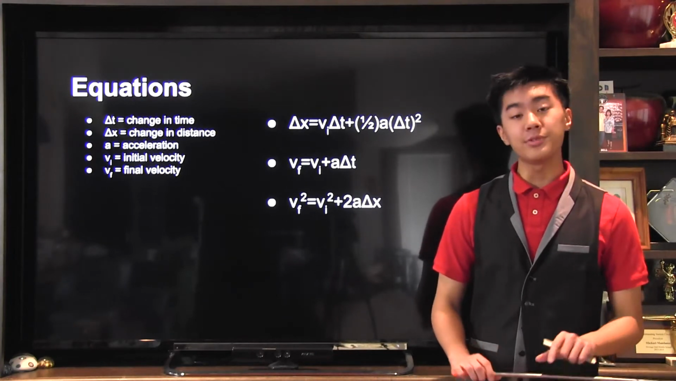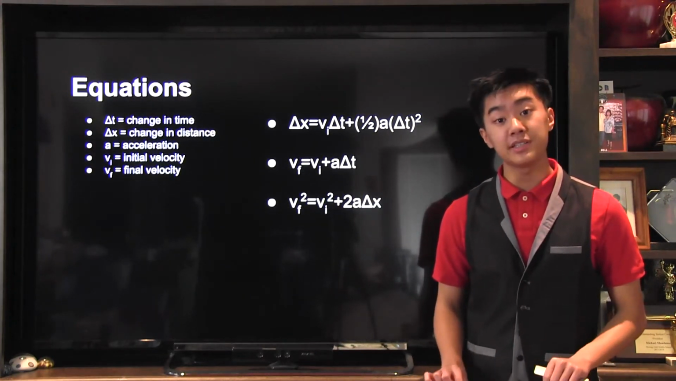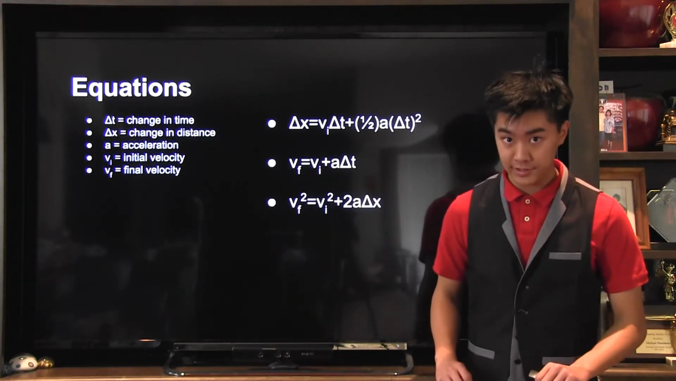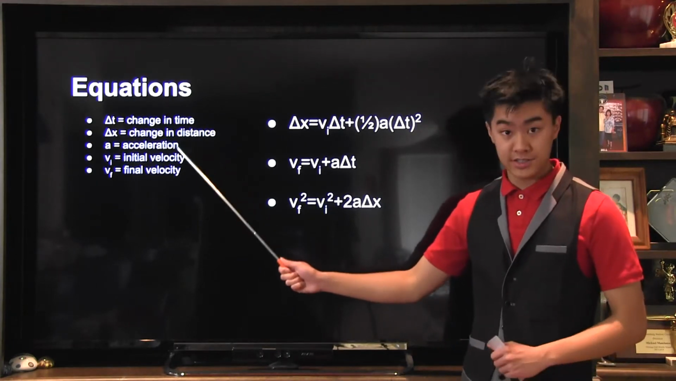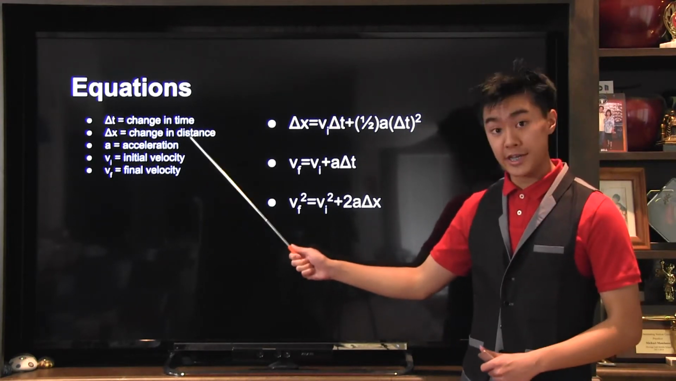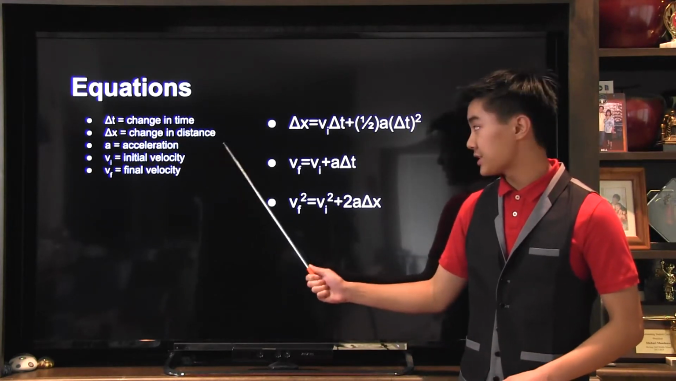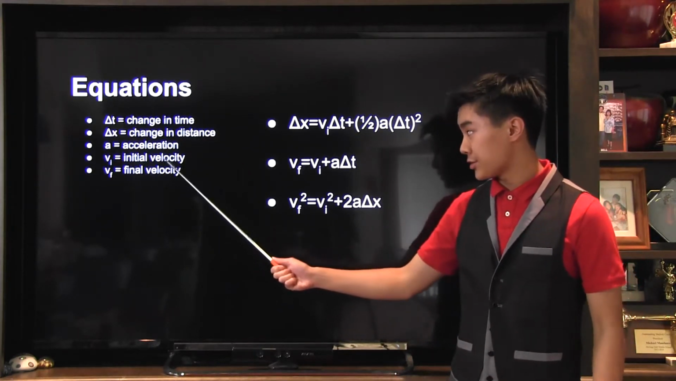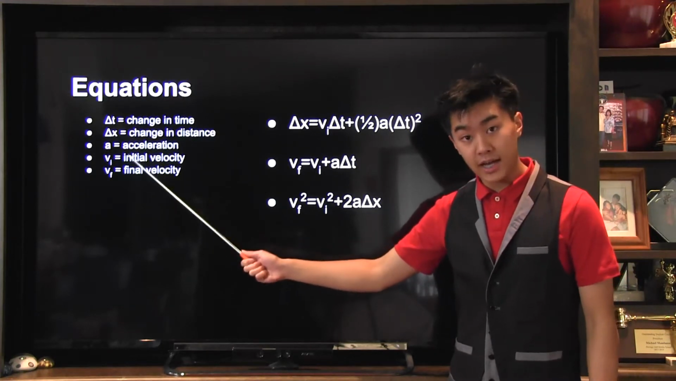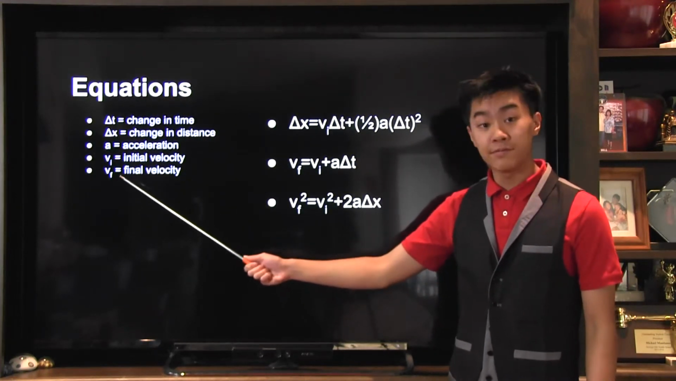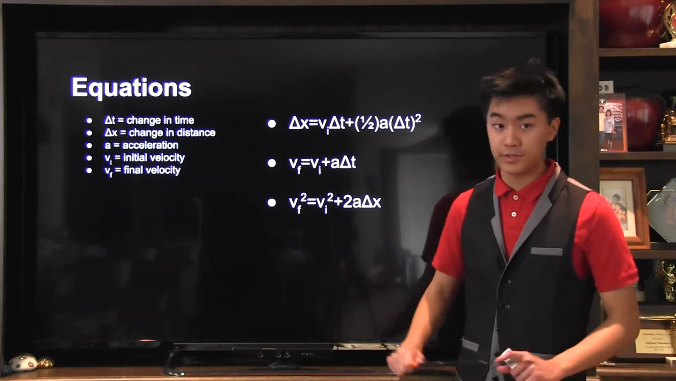Now, in order to discuss translational motion, we will need to know some variables and a few formulas. First variable is delta t. Now, delta t means the change in time. The second variable is delta x, which means change in distance. A means acceleration. V subscript I means initial velocity. And V subscript F equals final velocity.